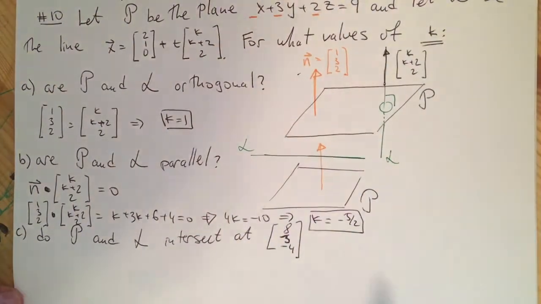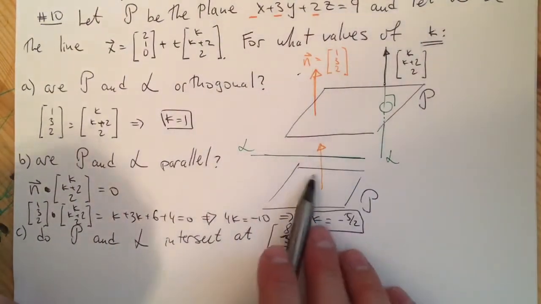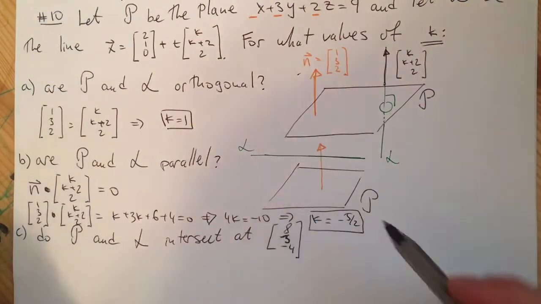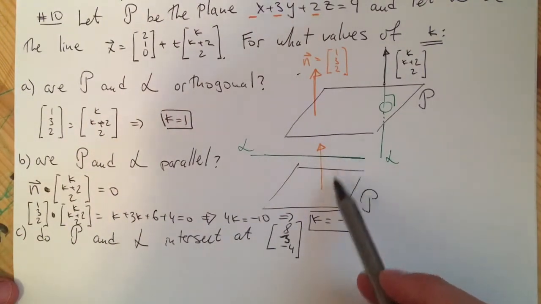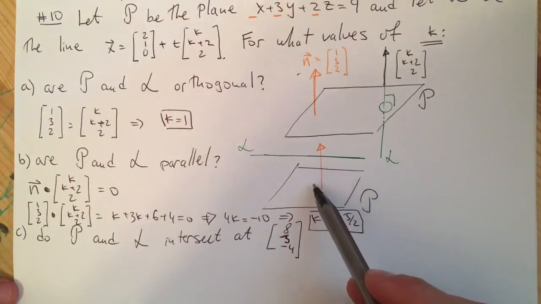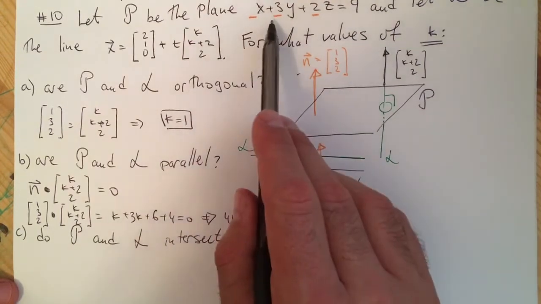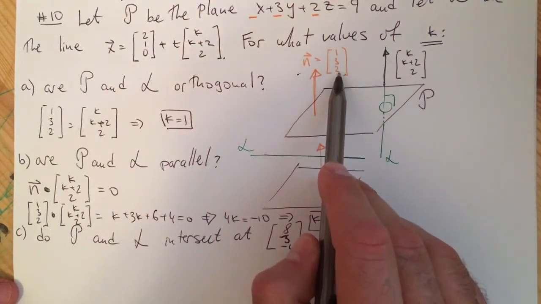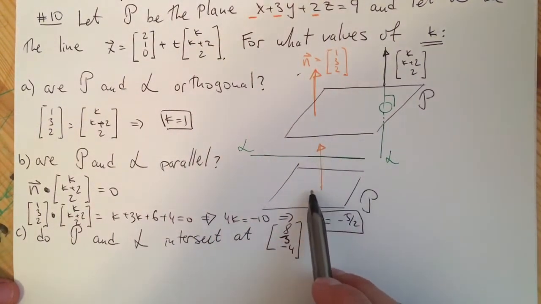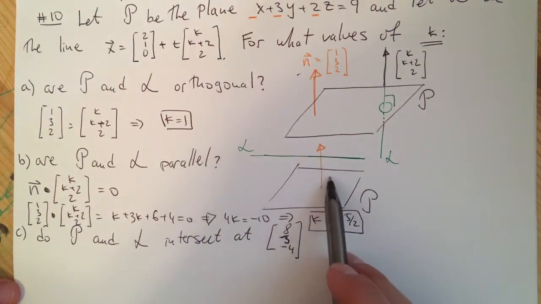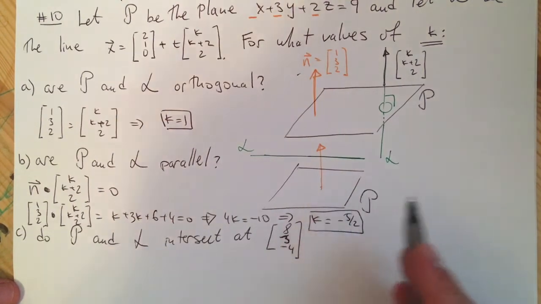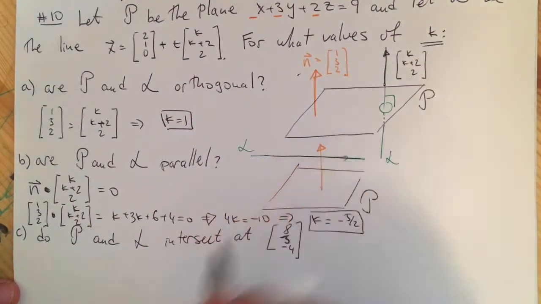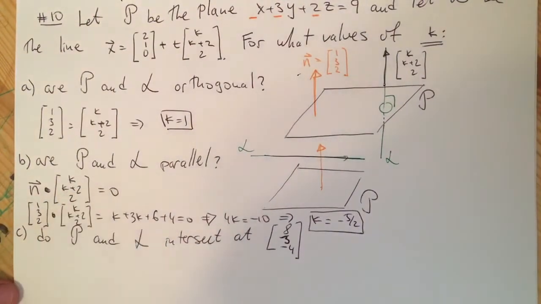So one more time, if the line is parallel to the plane, then any vector orthogonal to the plane will simultaneously be orthogonal to the line. Well, I have a vector normal to the plane. That's the normal vector, this one here. If the normal vector is orthogonal to any vector on the plane, then it will be orthogonal to any vector parallel to the plane. Well, what is that vector? That is the vector parallel to the line, (k, k plus 2, 2).